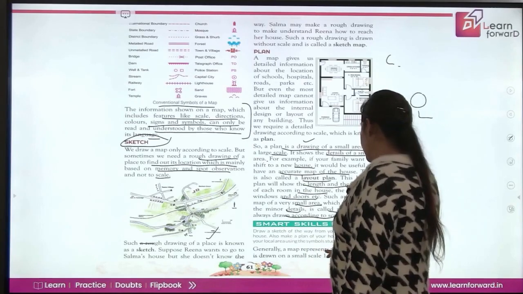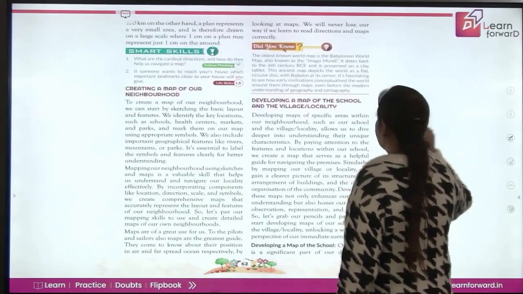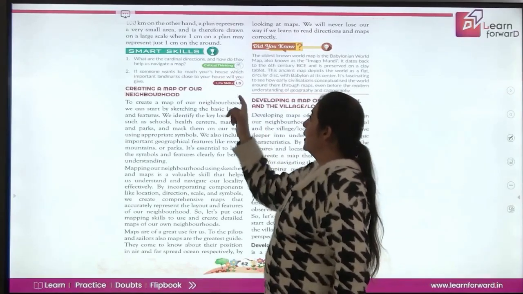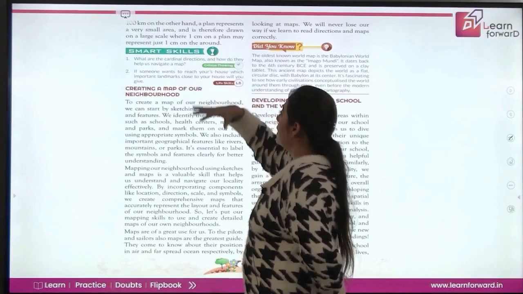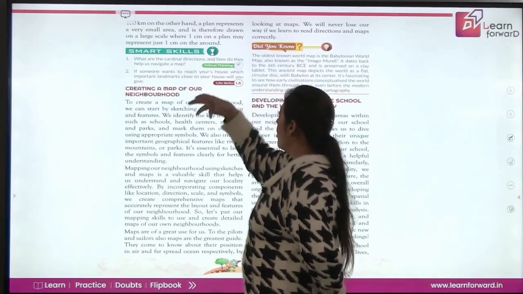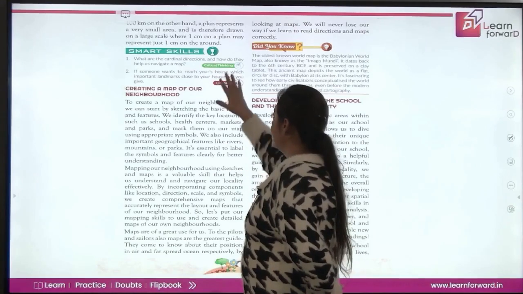Generally a map represents a large area, so it is drawn on small scale, so 1 centimeter representing 100 kilometer. On the other hand, a plan represents a very small area and it is therefore drawn on a large scale where 1 centimeter on a plan may represent 1 centimeter on or around, right? So this is very clear.